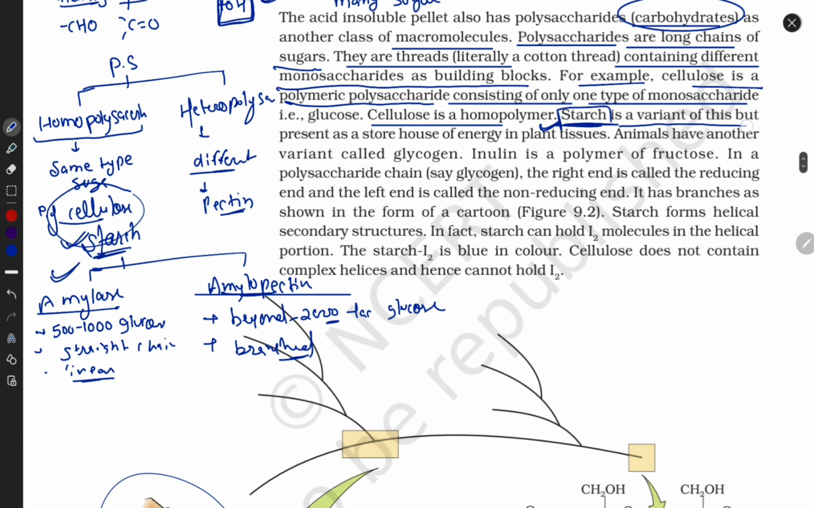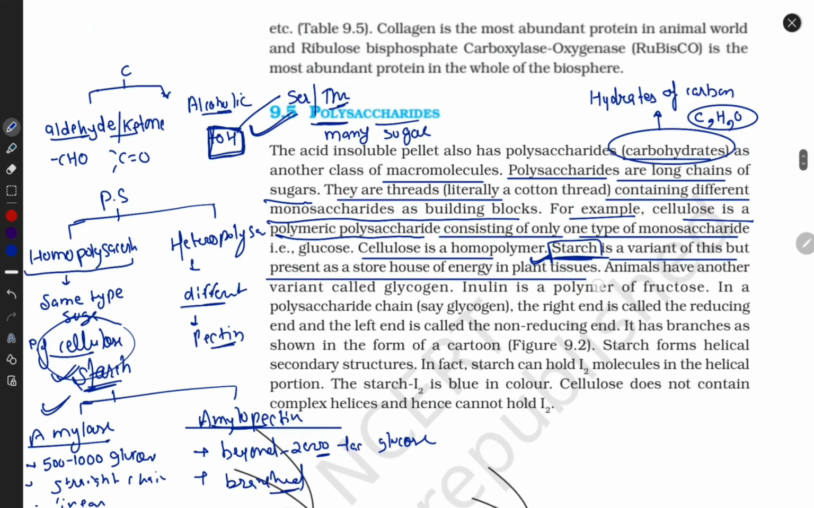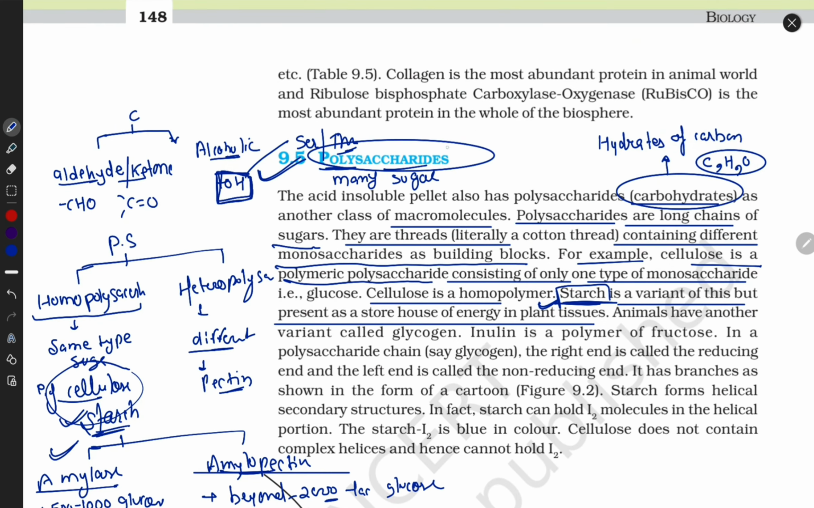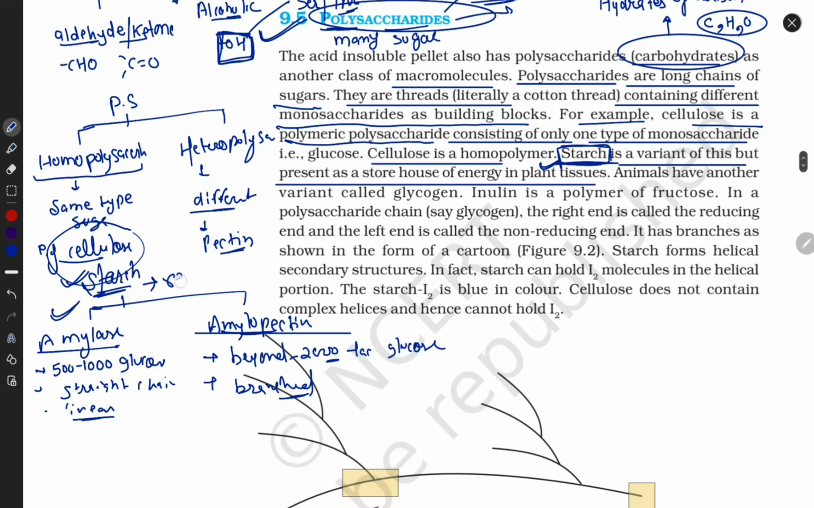Starch is present as a storehouse of energy in plants. Guys, polysaccharides work as storage. One of the most important functions is their storage. What do they store? They reserve food, guys. I'm writing here, they reserve food. Where is starch present? In plants, guys.